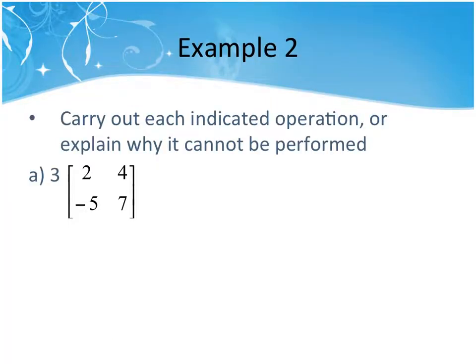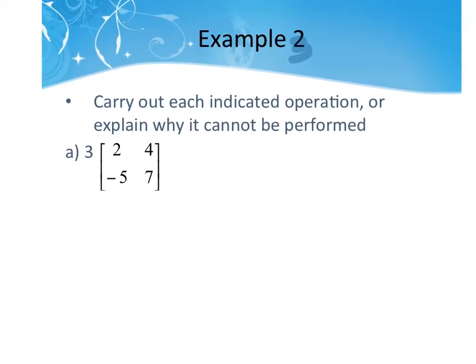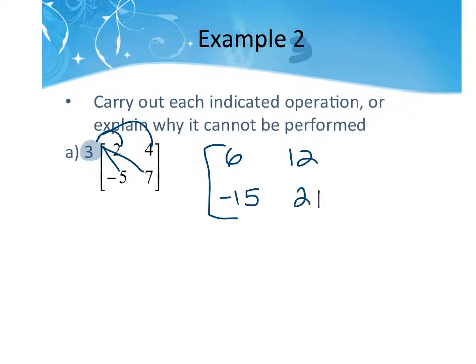This one actually says example 2, but this should be example 3. It says carry out the indicated operation or explain why it can't be performed. So this time you've got your scalar multiple on the outside. You're going to multiply that times each term on the inside. So 3 times 2 is 6. 3 times 4 is 12. 3 times negative 5 is negative 15. And 3 times 7 is 21.